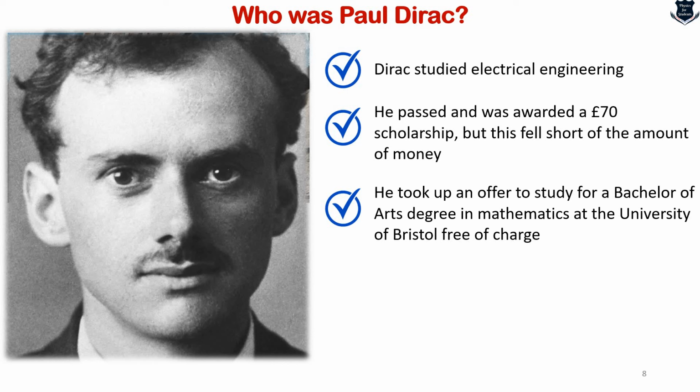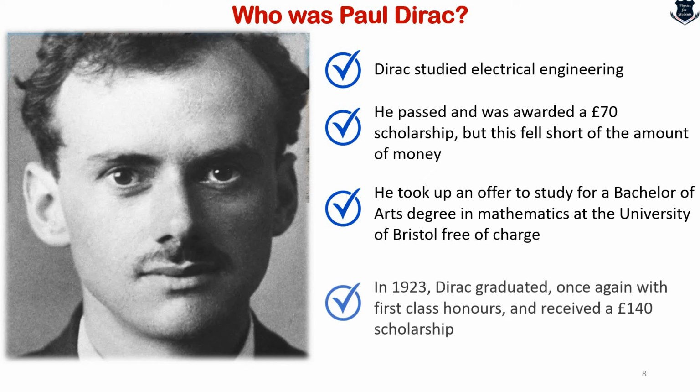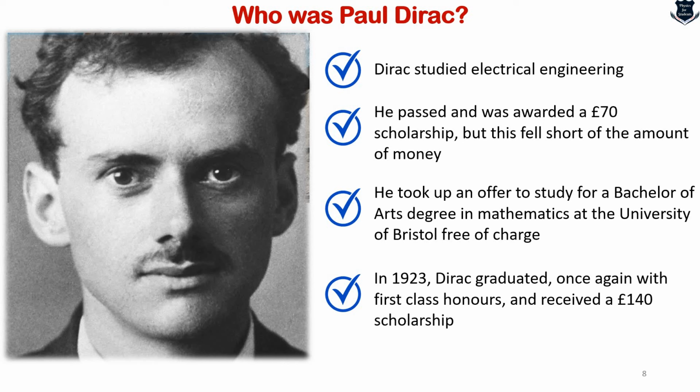Instead, he took up an offer to study for a Bachelor of Arts degree in mathematics at the University of Bristol, free of charge. In 1923, Dirac graduated once again with first-class honours, and he received a £140 scholarship from the Department of Scientific and Industrial Research, and this was sufficient for him to continue his further studies.